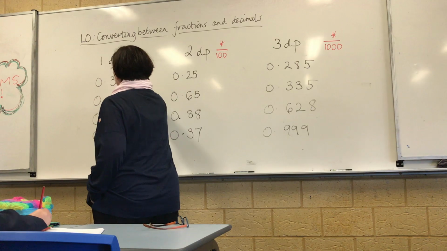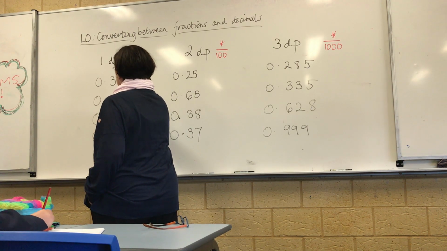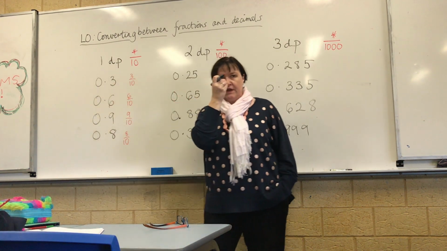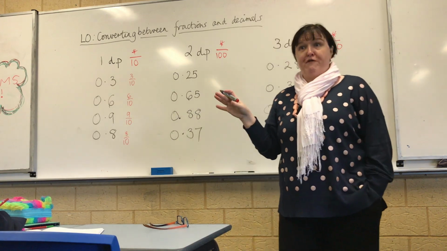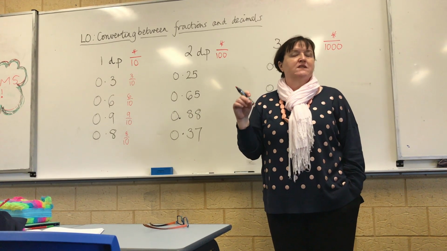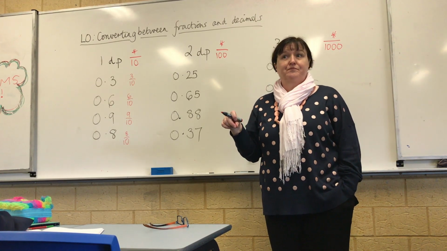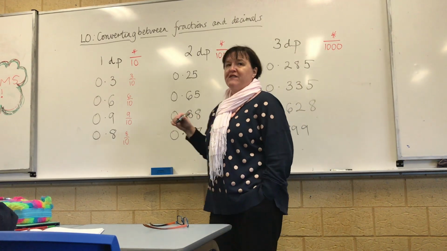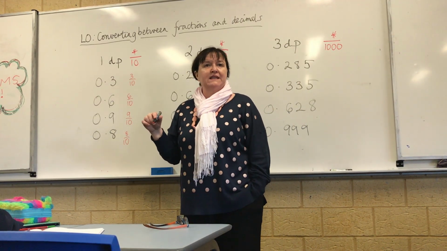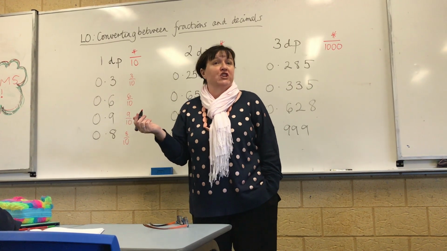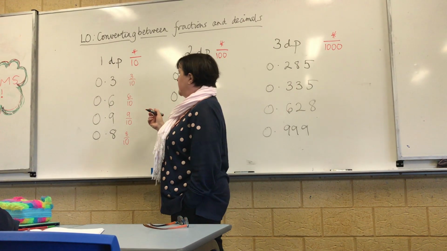So, you take the digit that is in the decimal place and put it over the fraction. So here we've got 3 tenths, here we've got 6 tenths, here we've got 9 tenths, and here we've got 8 tenths. Now some of them are fine, we can leave them, but what do we always do with fractions? Simplify them, that's right, okay. So, 3 over 10. Is that in its lowest terms or its simplest form? It is, isn't it? We can't change it, so it stays as 3 over 10.